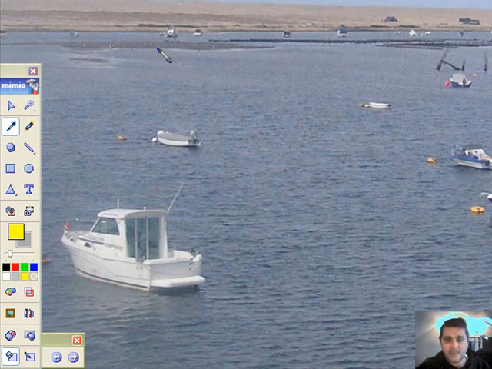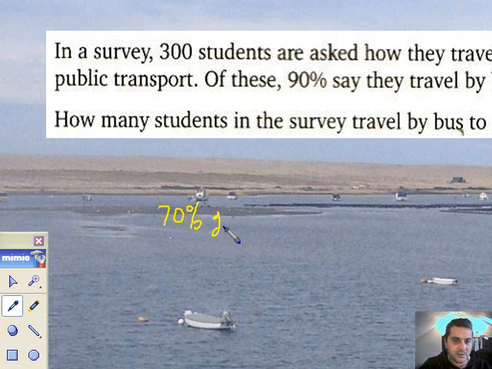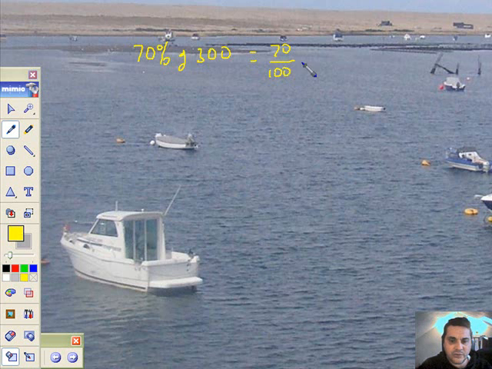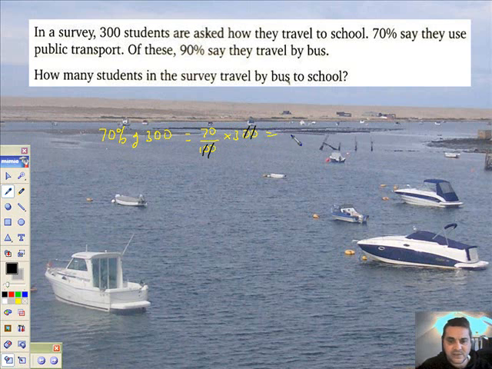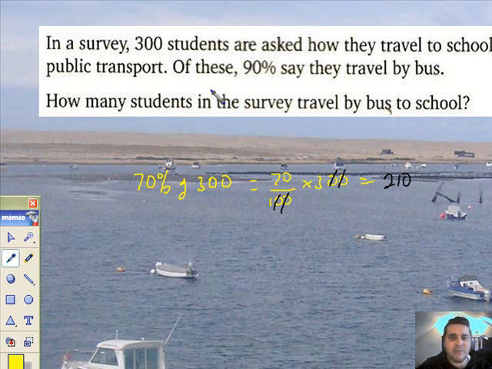Now we can do it the long way, and this is the long way. Work out 70% of 300. Well, let's just do it the long way, shall we? Well, that's going to be 70 over 100 times 300. Cancel a few zeros. So I've got 70 times 3, I've got 210 students. And then it says 70% say they use public transport. Yeah, that's that many use public transport.